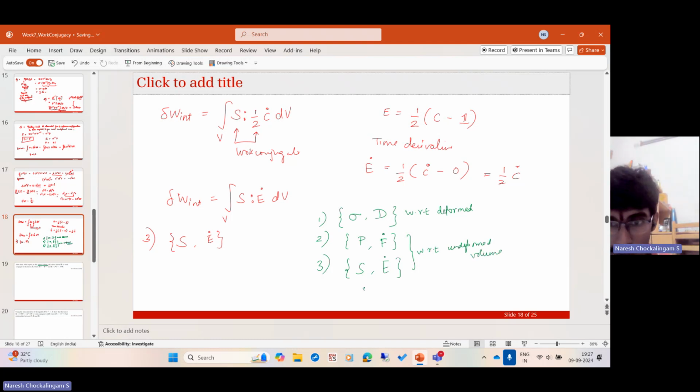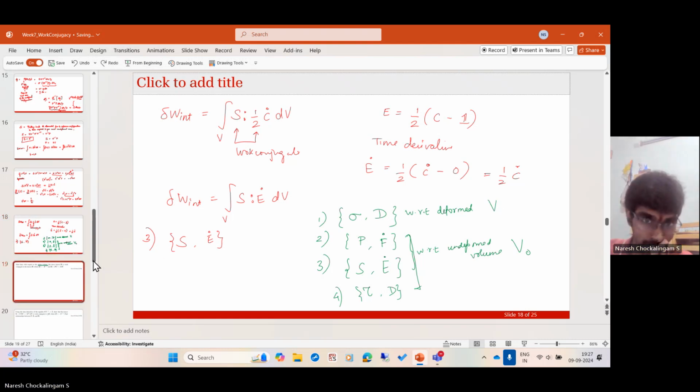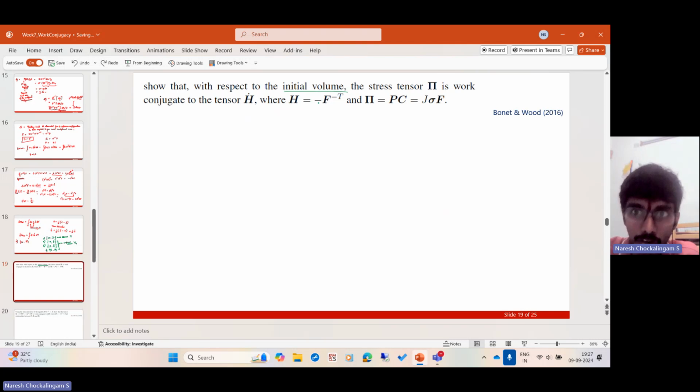This one, and also we have one more, which is tau with t. So these are with respect to the undeformed volume V naught. This is with respect to the deformed volume V. So with respect to the initial volume, the stress pi is work conjugate to the tensor H dot, where H is equal to minus F inverse transpose, and pi is equal to PC, which is J sigma F.